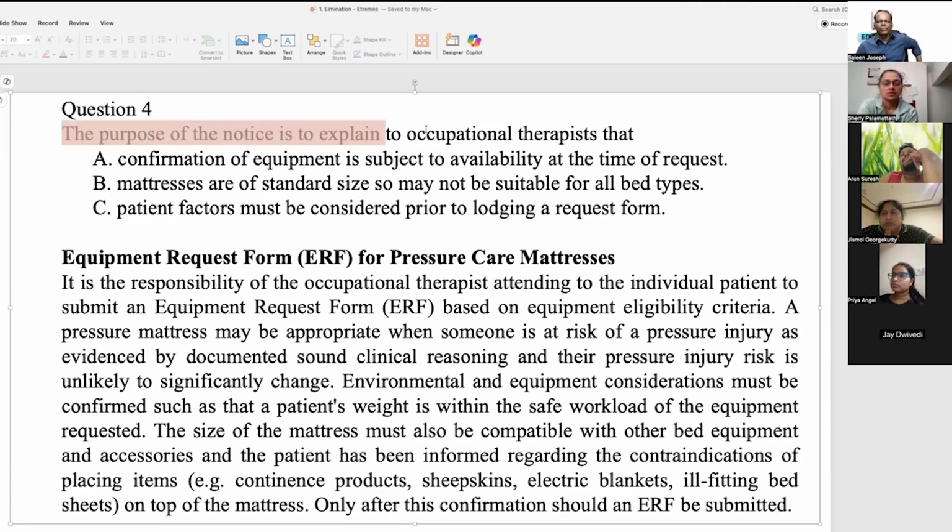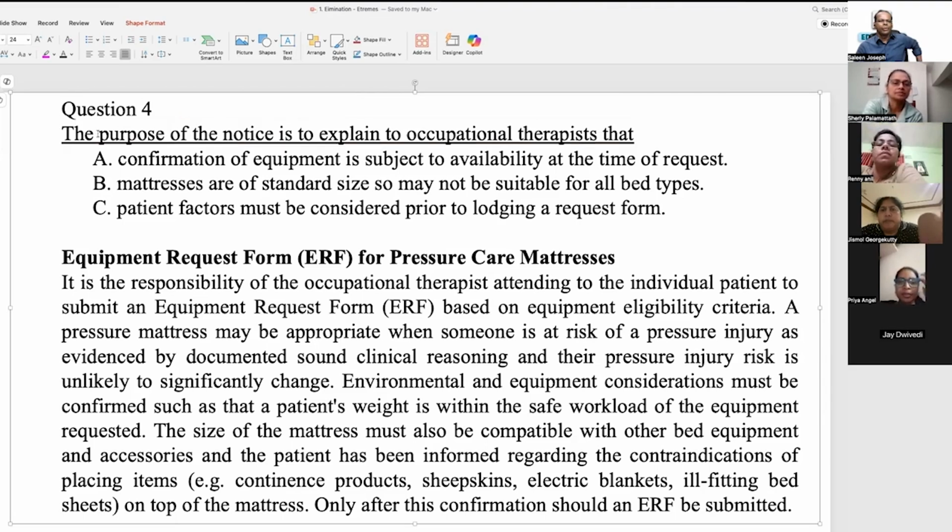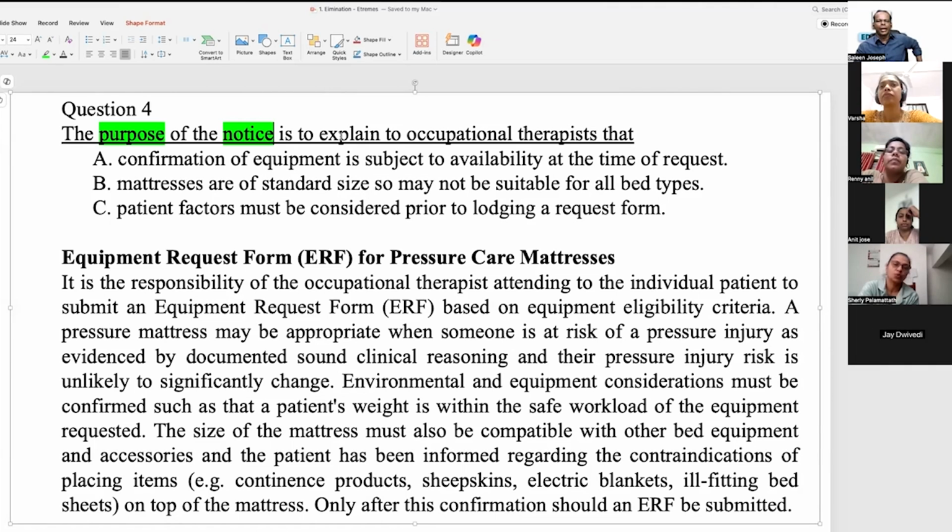So now the question stem. What is the hedging word here? Or hedging words? Purpose. Then the nature of the text? A notice. Like a guideline, manual, explaining to occupational therapists.